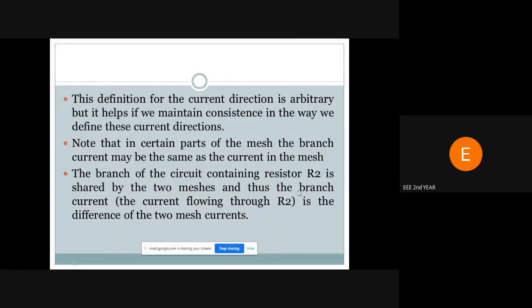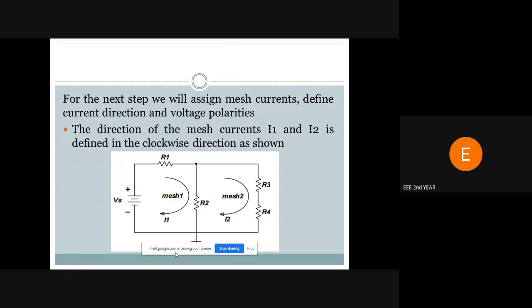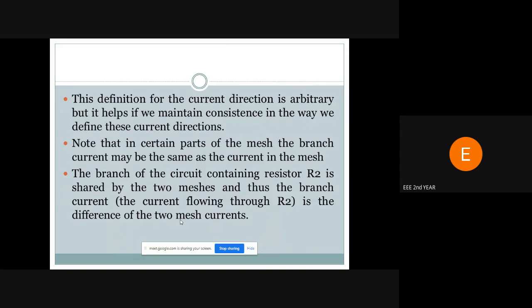So in this case, the branch current, the current flowing through R2, is the difference of the two mesh currents. In this type of case, both currents are flowing in the same branch in opposite directions, which means we have to take the difference of the two mesh currents. Okay.